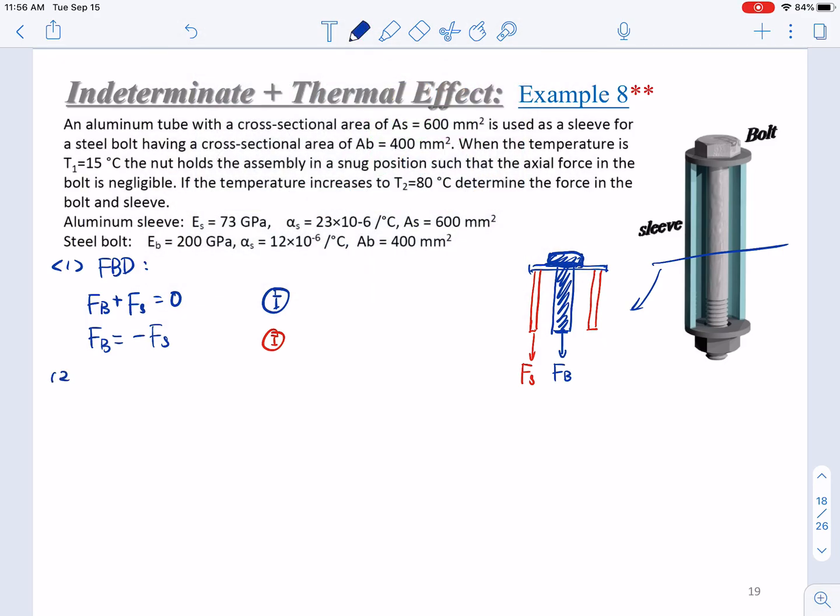So second step, let's find the deformation component, the correlations between deformation and force and other driving forces like temperature change. Right? So here we just need to realize that both of them, both bolt and sleeve, have elastic and thermal deformations.